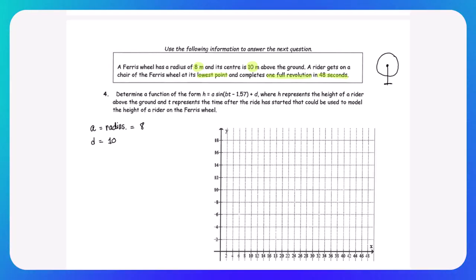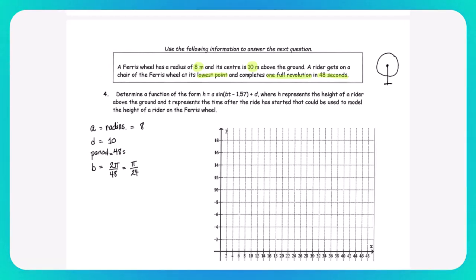They also tell us about one full revolution is 48 seconds. That tells us the period is 48 seconds. Well, what does that tell us about the B value? The B value equals 2 pi over 48. Now we can reduce this and keep it as a fraction and say pi over 24. And we have that there now.